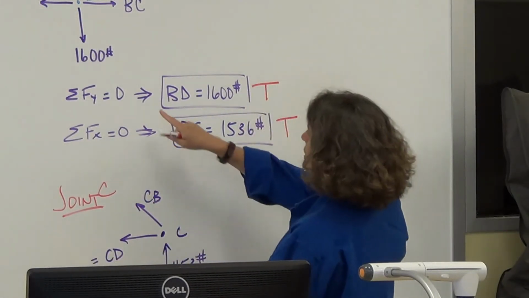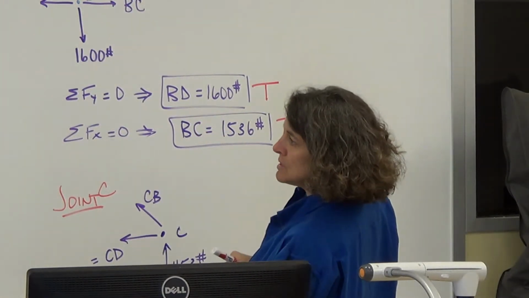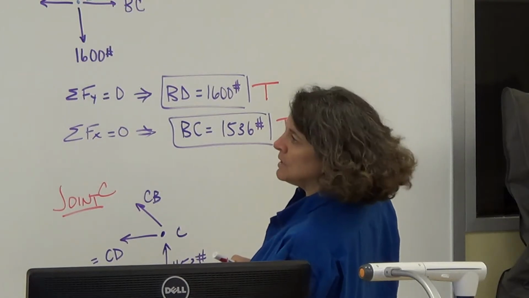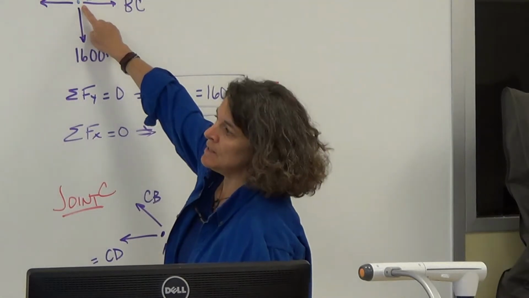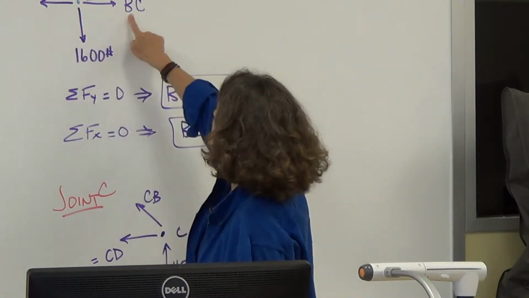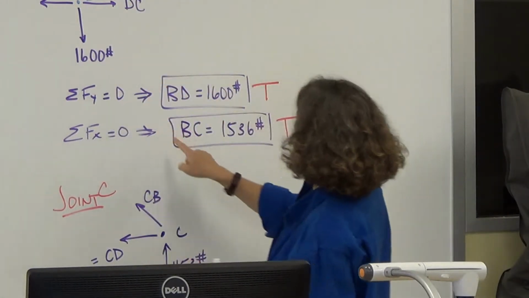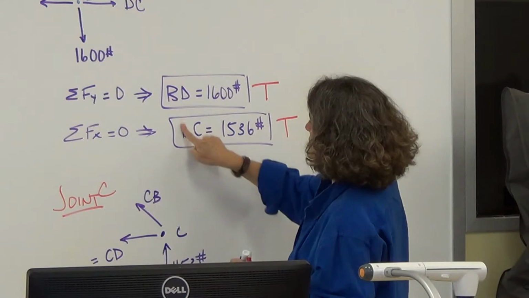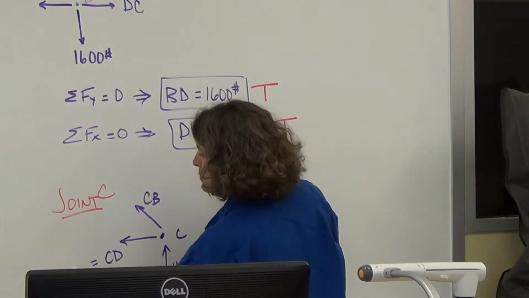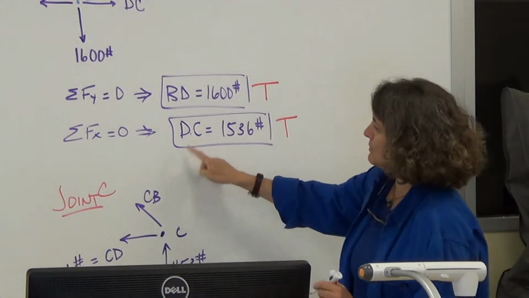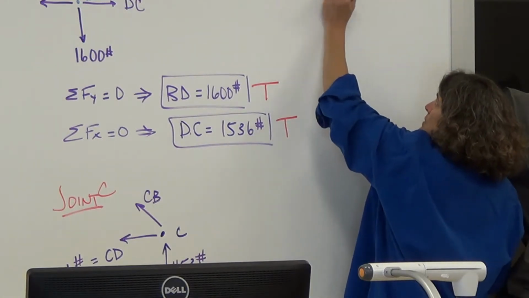So CD, we already learned, CD, did I call something wrong? D, yes, I called something wrong. Go back up here. At joint D, this is AD, and this is supposed to be DC. Sorry. So that means that this is DC. Sorry about that. So DC is 1536. And it doesn't matter if I'm changing the variable back and forth. I could just write that CD is equal to DC.